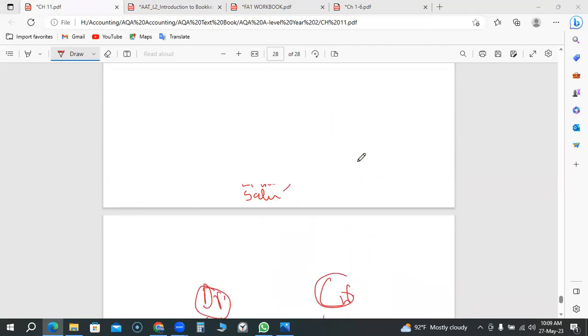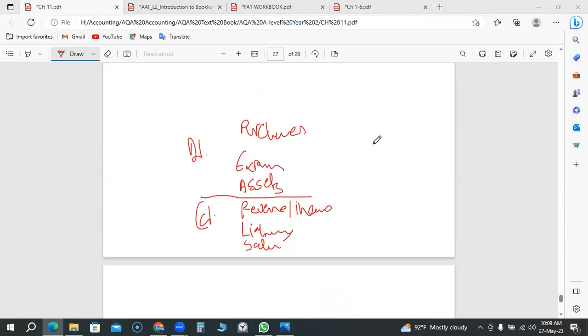Today's topic is double entry. What is double entry? Double entry is dual effect. Every transaction has got a dual effect. Any transaction happening in the business, you're buying, it has debit and credit. You're selling, it has debit and credit.